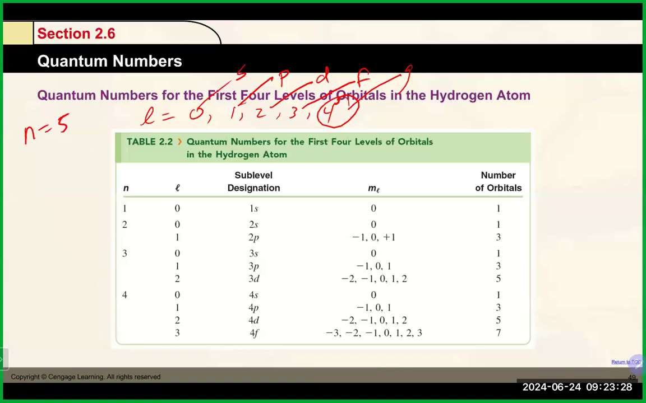Although when we do electron configuration, we don't go past f ever. But if you need to identify what type of orbital it is, it just goes alphabetical after f for the rest of them.